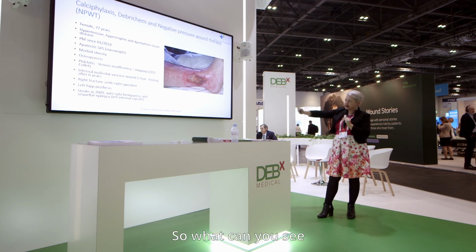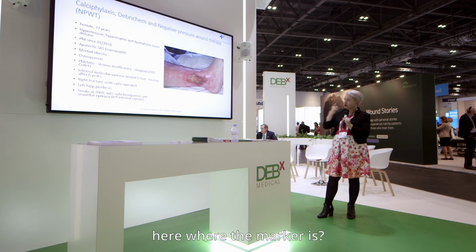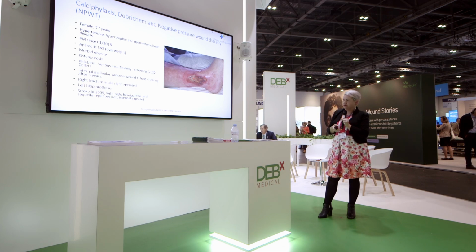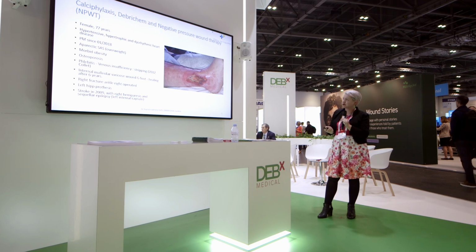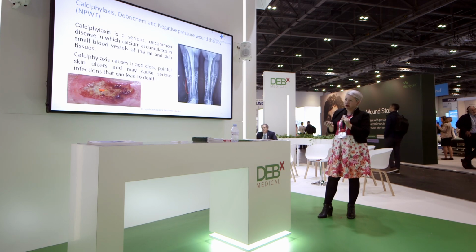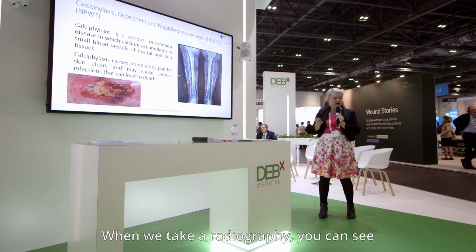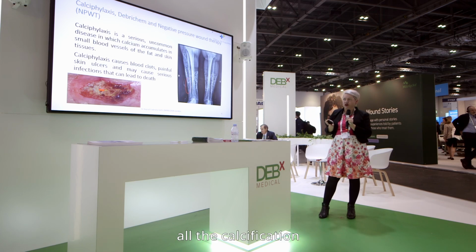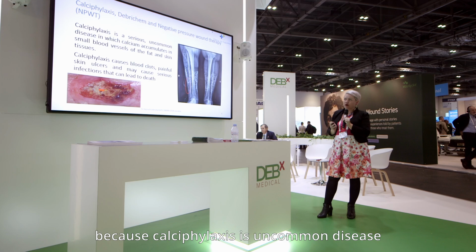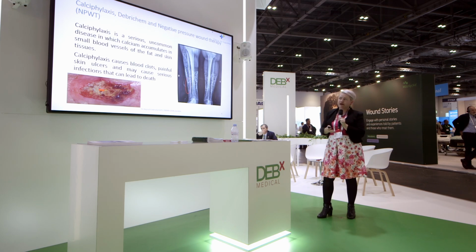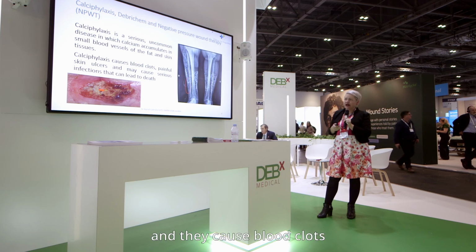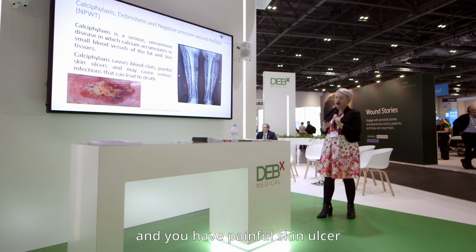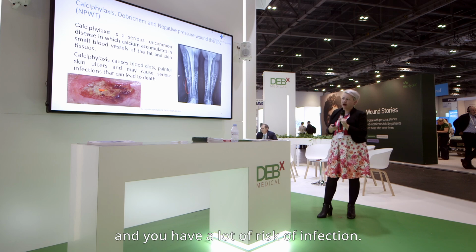So what can you see here where the marker is? It's a calcification. And you can see that you have a redness around your wound. When we take a radiography, you can see all the calcification, because calciphylaxis is an uncommon disease in which calcium is accumulated in all these small blood vessels of the fat and the skin, and they cause blood clots, and you have a painful skin ulcer, and you have a lot of risk of infection.